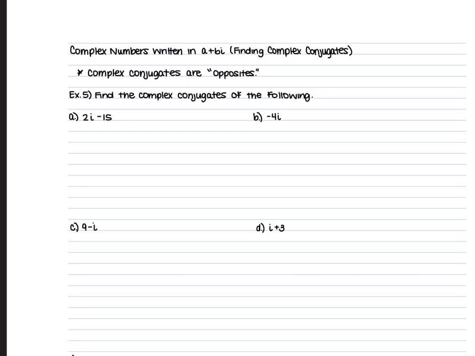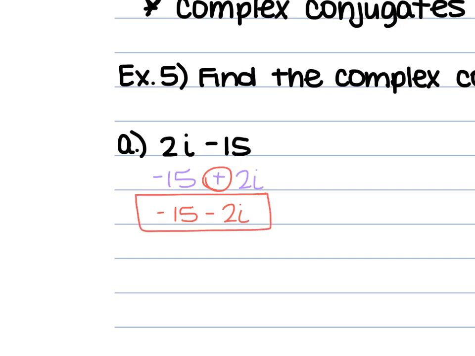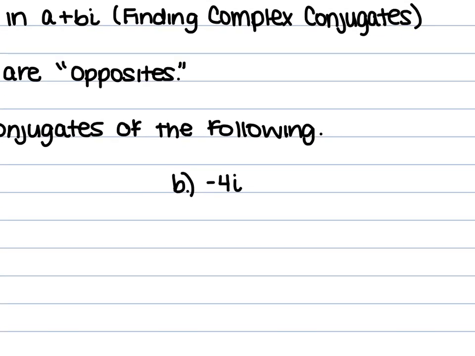So we have example A, we have 2i minus 15. We're going to move the real number to be in front, which is the negative 15. So it would be negative 15 plus 2i. Now we take the conjugate of this, change the sign of the term in the middle. So it's going to be negative 15 minus 2i. And that's it. For B, we have negative 4i. The complex conjugate of this is just positive 4i.